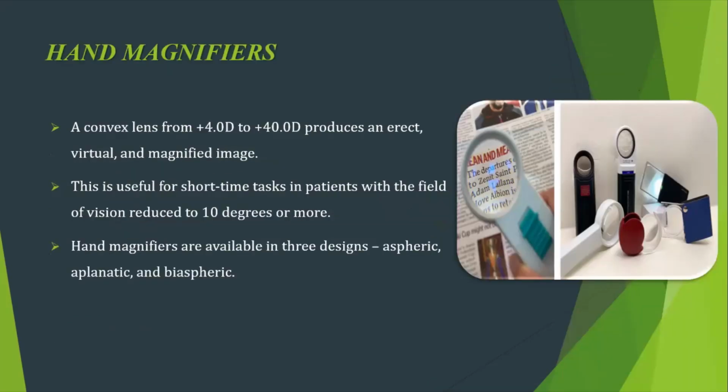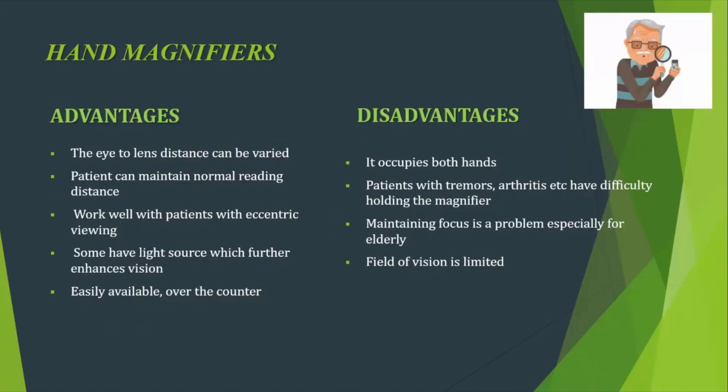So we'll move on to the hand magnifier. The power ranges from +4 to 40 diopter. This also produces an erect visual magnified image. There can be various designs: aspheric, aplanatic, and biaspheric. Advantages: the eye-to-lens distance can be varied, and the patient can maintain a normal reading distance. It works well with patients with eccentric viewing and is easily available over the counter.